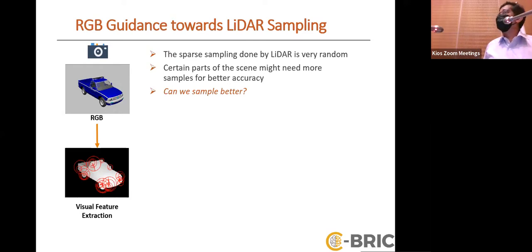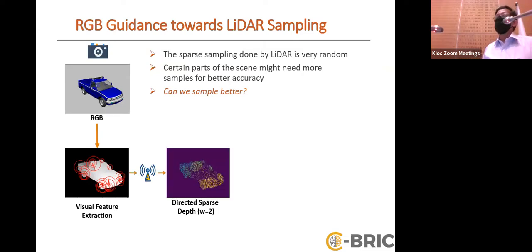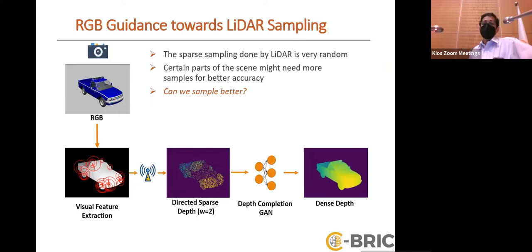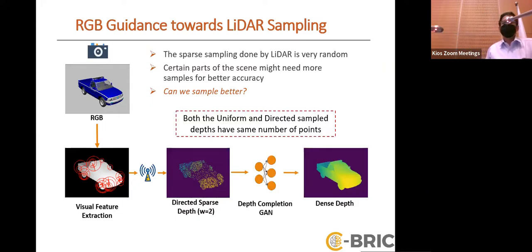So if you look at the RGB part, these are sample SIFT features that you get from the RGB space. You feed this into the LiDAR and do this directed sparse sampling in this particular case. The W equal to 2 basically says we are weighting the locations where there are salient points from the visual extraction more than the rest of the points, but we are sampling exactly the same number of points. We just choose to sample differently in this case with the guidance, and then do the dense depth.